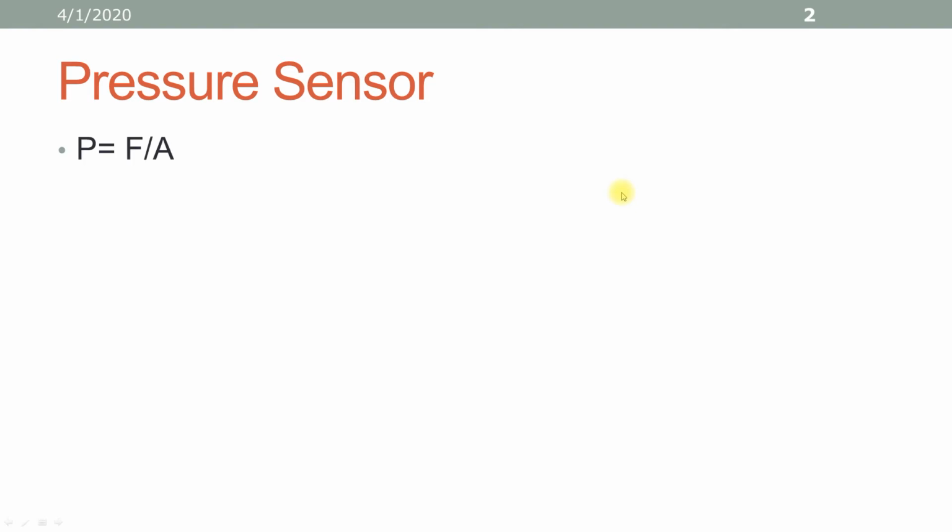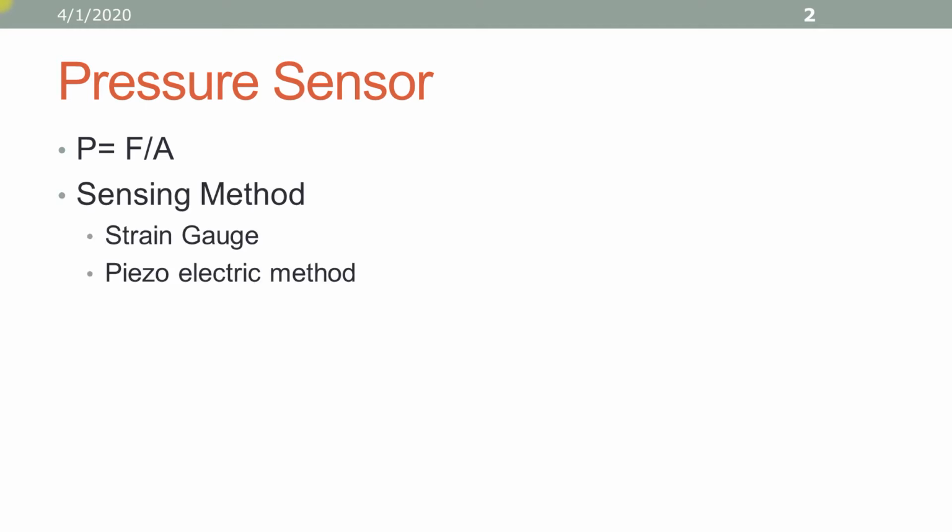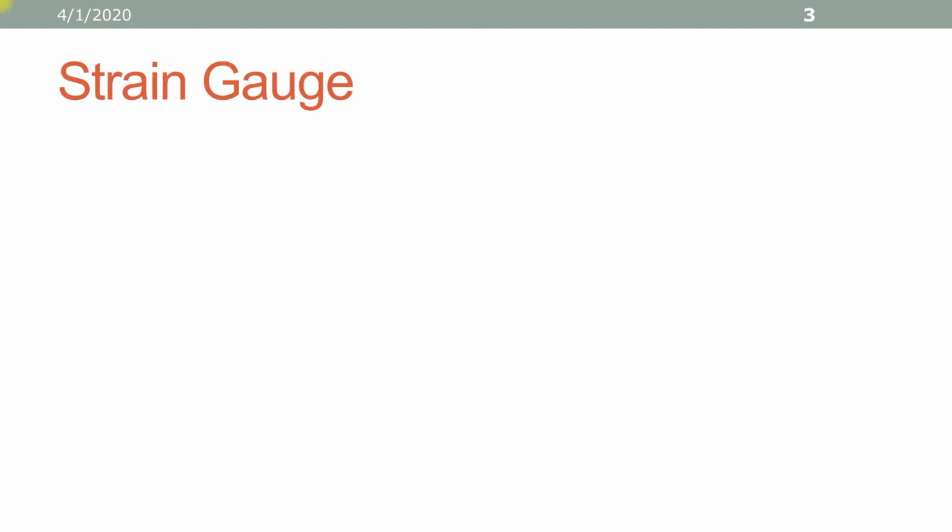As we know, pressure equals F by A, that is force by area. So we are measuring force by using any kind of sensor, then from this force we can calculate pressure. For sensing method, to calculate force or pressure, mainly we are using two options. One is strain gauge, the second one is the piezoelectric method. These two are the common methods for sensing pressure or force.